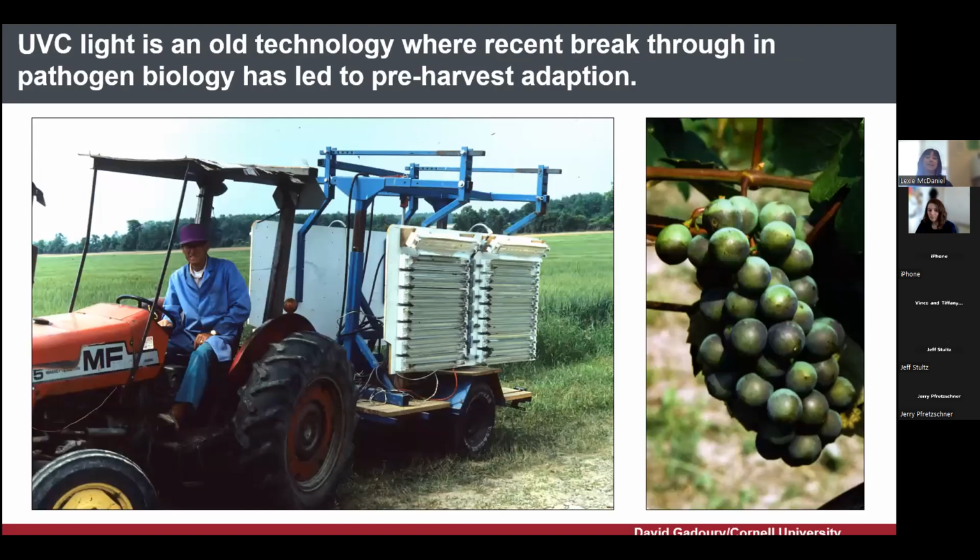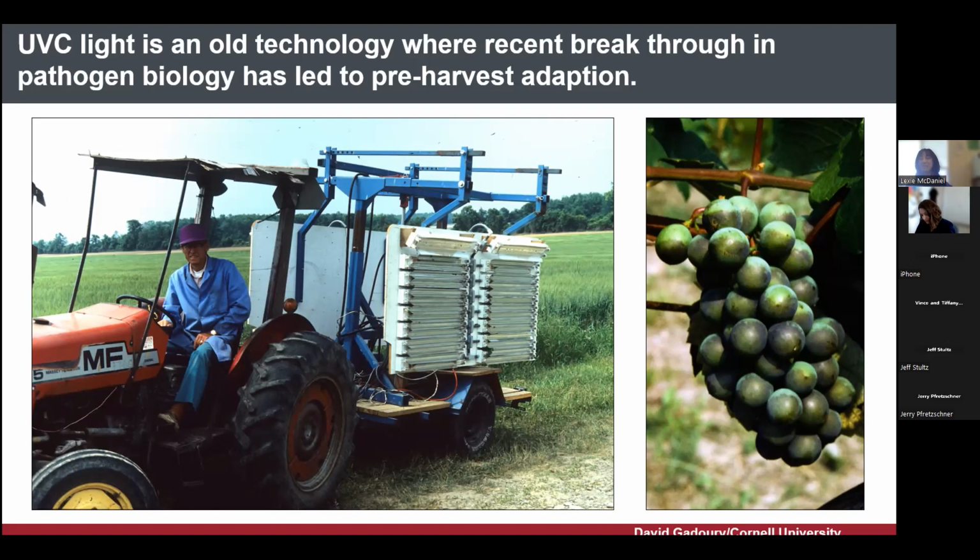So artificial light is not a new technology. It is currently used, like I said, in sanitation for hospitals, water treatment facilities, and it is used in post-harvest storage. And then in the early 90s, early field trials of UVC at Cornell University with Dr. David Gadoury and Al Michalowski, seen in that photo, they started trials using pre-harvest UVC for powdery mildew. They used that apparatus there.